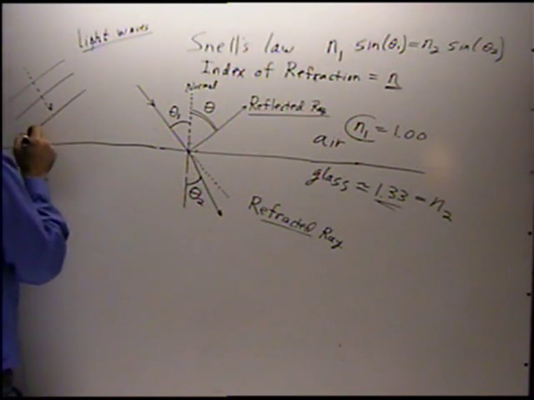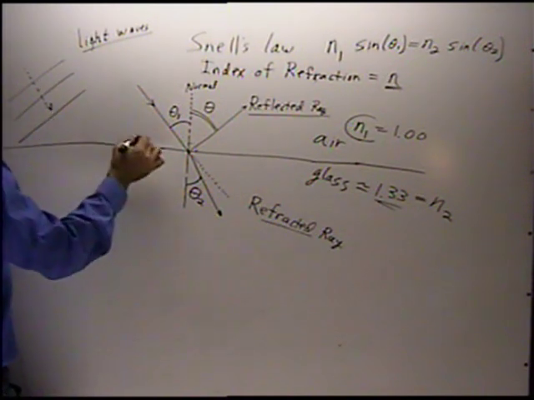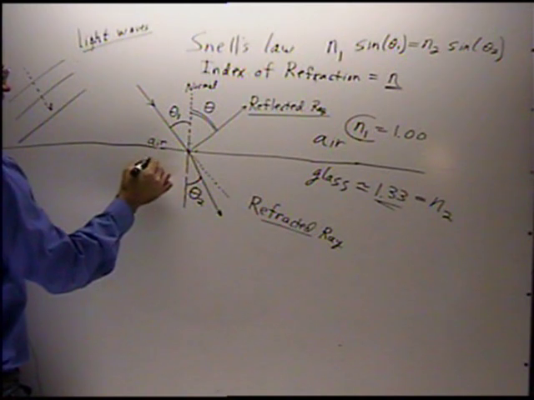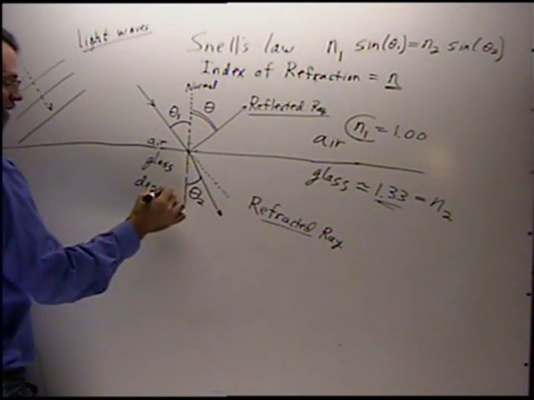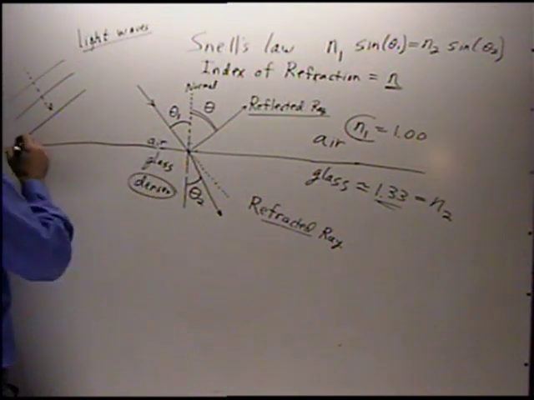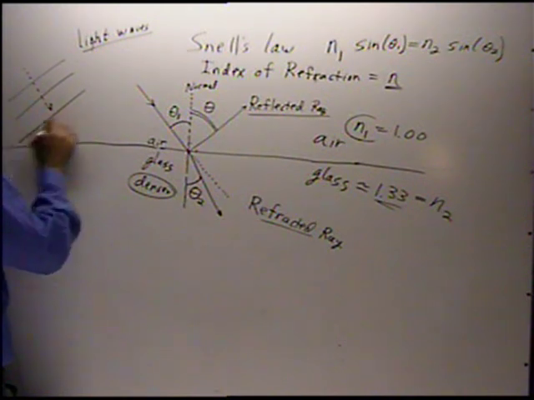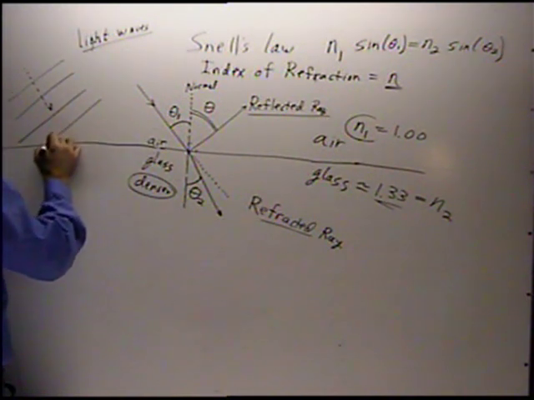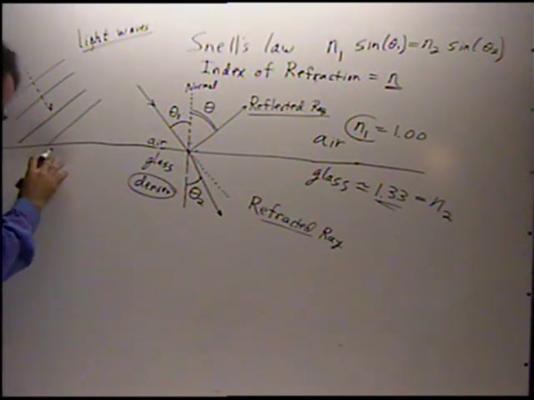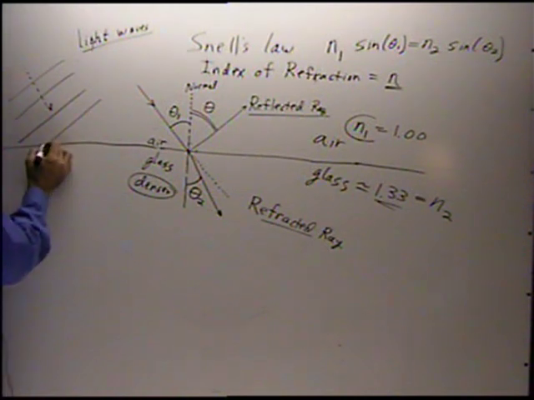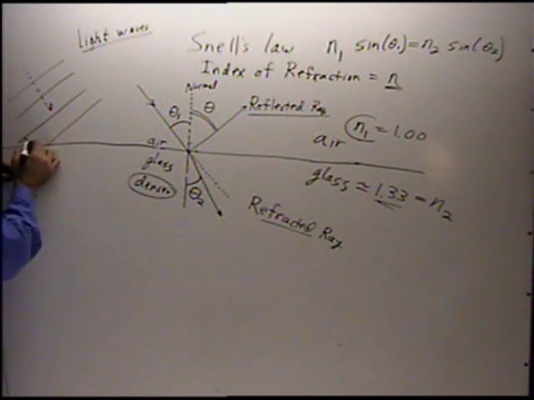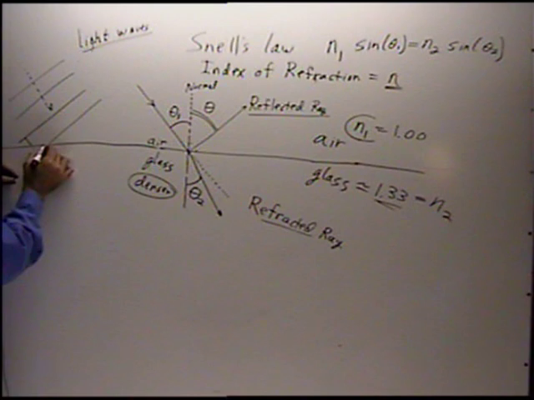Now if this is air and this is glass, the glass is denser. So what happens when this light wave gets to here, a more dense material? It just naturally wants to slow up. How does it slow up? It can't travel as fast when it gets to here, so it has to slow up, so this starts to bend.